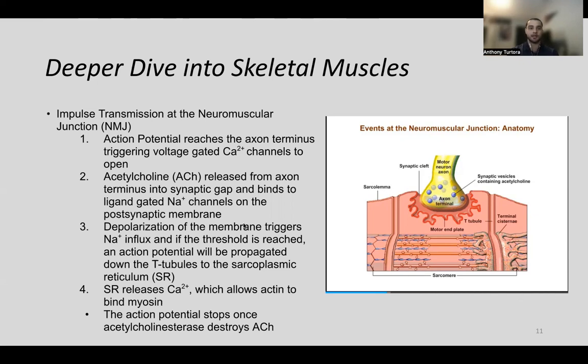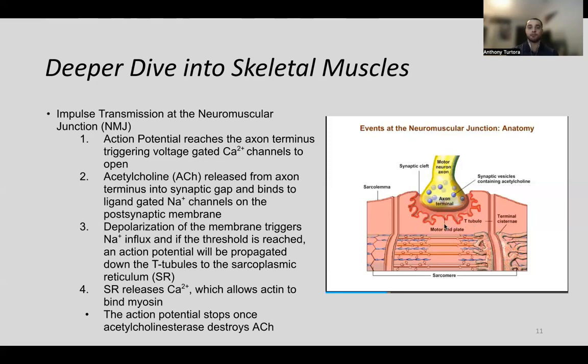These here are the steps. So first off, we have the action potential reaching here. And this causes the voltage-gated calcium channels to open. So calcium will rush in. The second step is acetylcholine is then released from the axon terminal here into the synaptic gap or the synaptic cleft. And it's going to bind to ligand-gated sodium channels on the postsynaptic membrane here.